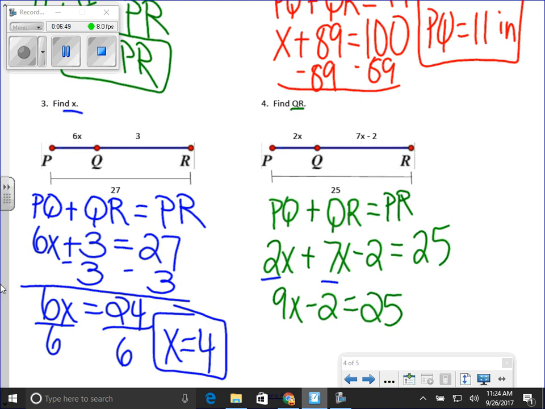Hold on. I'm running out of space. Add 2 to both sides. All right, so I'm going to come. Why is this not showing?